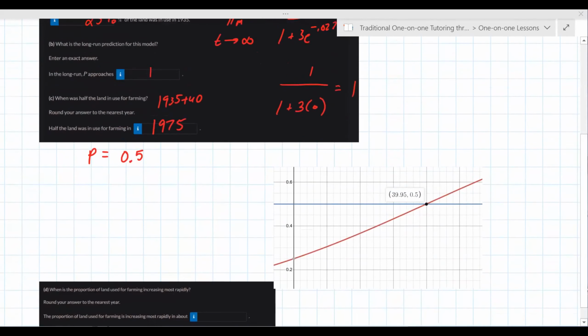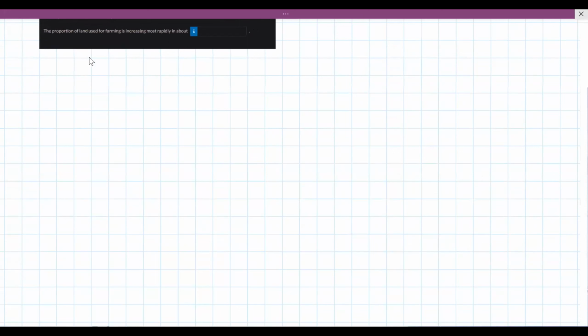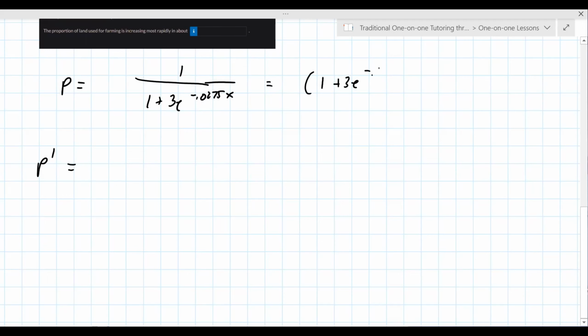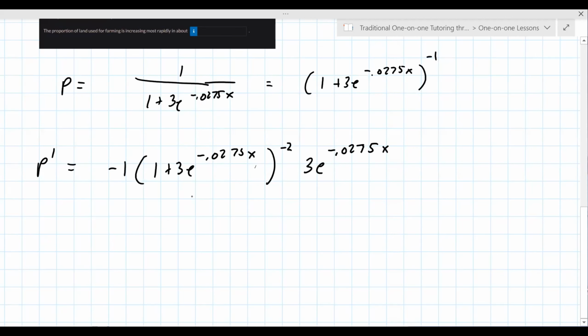Okay, so the first derivative is what we need. If you look at this function, p equals 1 over 1 plus 3e to the minus 0.0275x. So p prime, this is really 1 plus 3e to the minus 0.0275x to the power of -1. So it's really a power rule derivative. -1, 1 plus 3e to the minus 0.0275x to the -2 power, and then you have chain rule. So you have 3e to the minus 0.0275x, but then you have to take the derivative of this part, which gives you minus 0.0275. So it's a pretty complicated, pretty sophisticated derivative. Oh yeah, it's a loaded one.